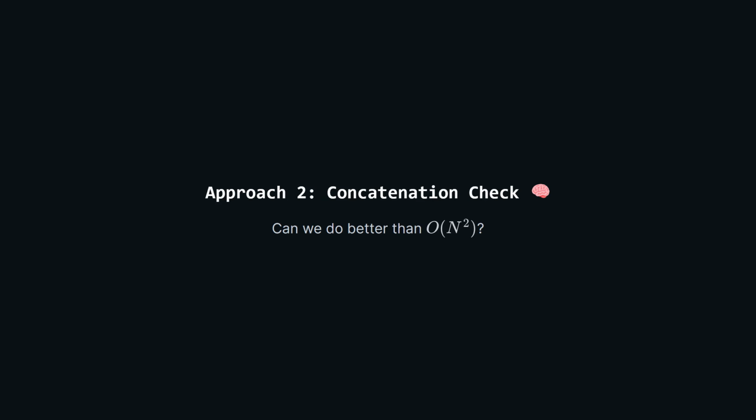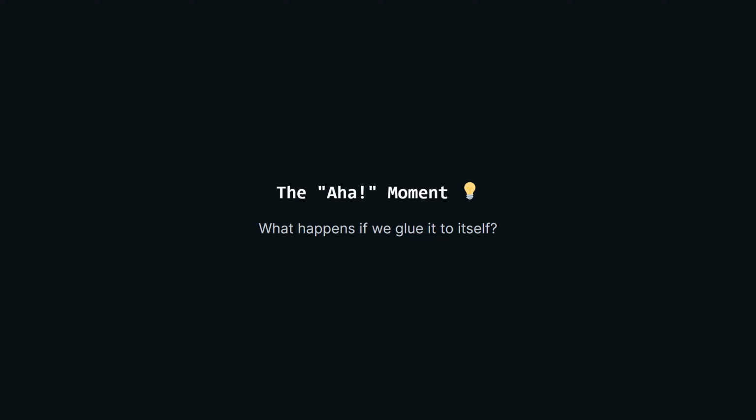Order n squared is okay. But can we do better? Yes, with a really clever trick. Let's go back to our starting word, A, B, C, D, E. Ask yourself, what would happen if we just attached a second copy of the word directly onto the end of the first one? We get a brand new doubled word, A, B, C, D, E, A, B, C, D, E.